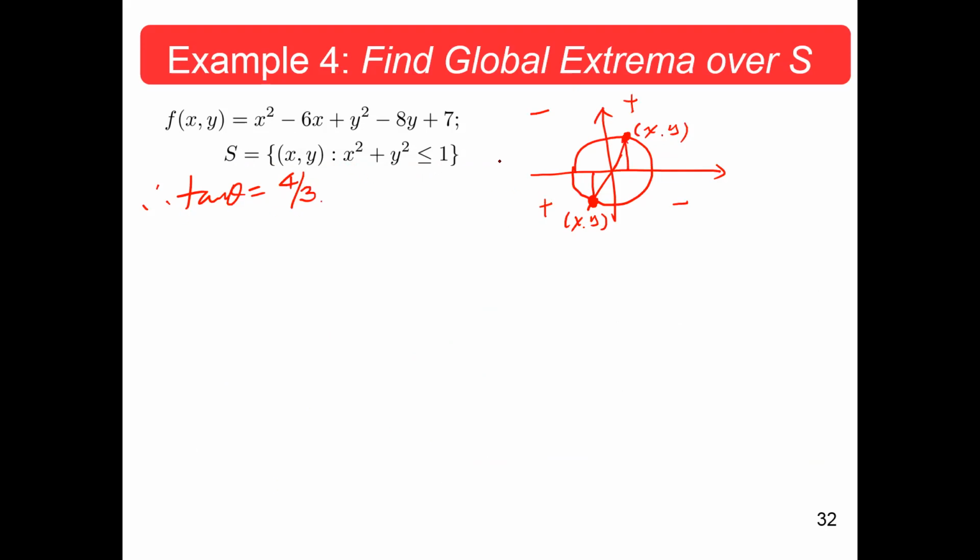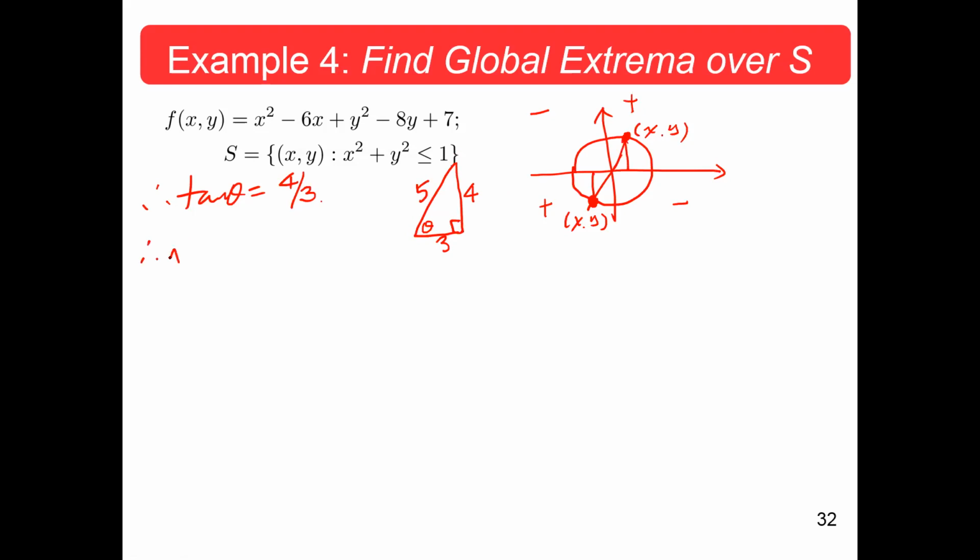Now I'm going to sketch a right triangle. Let's use the right triangle approach to find the x, y. Tangent is, here's theta, opposite divided by adjacent, so 4/3. Hypotenuse would be 5, right? 3, 4, 5. You guys with me?